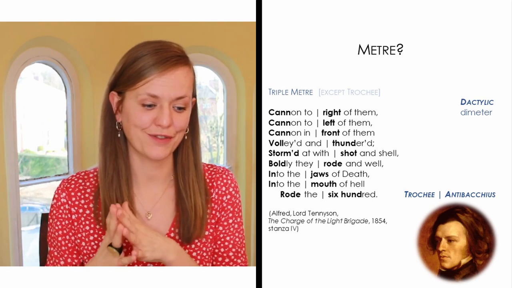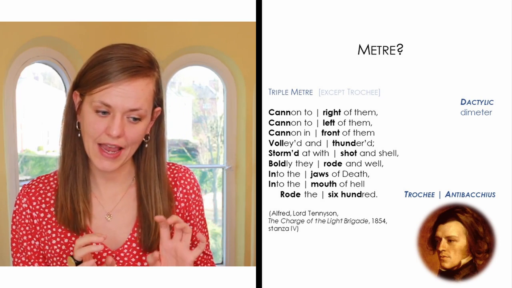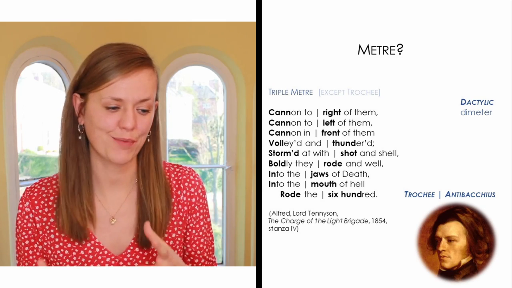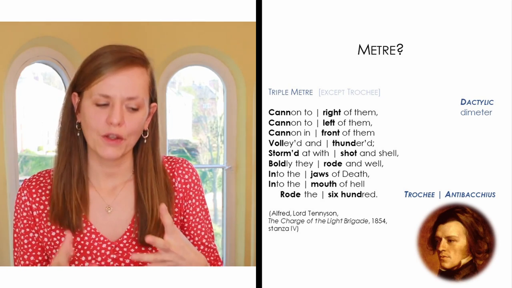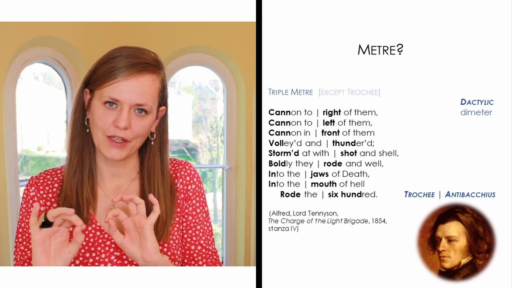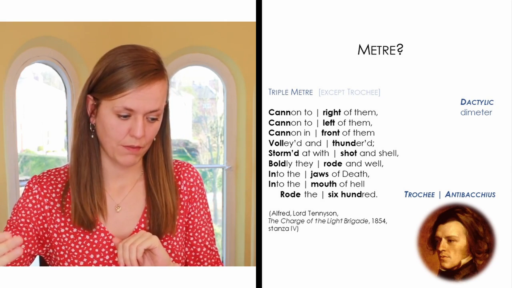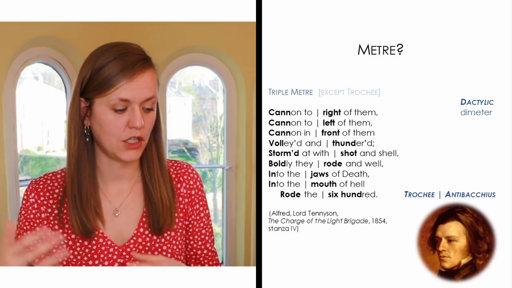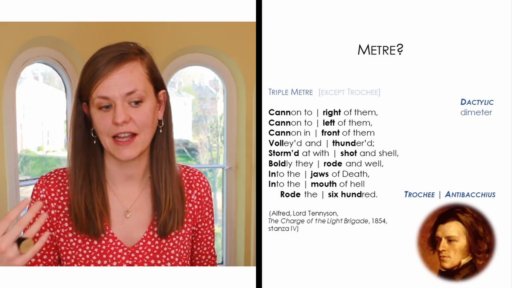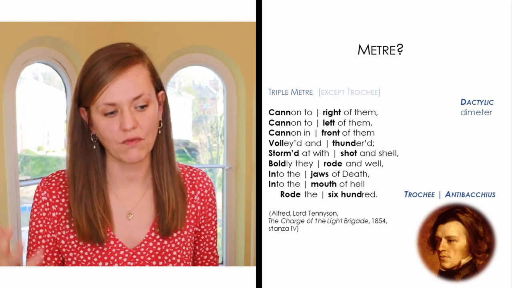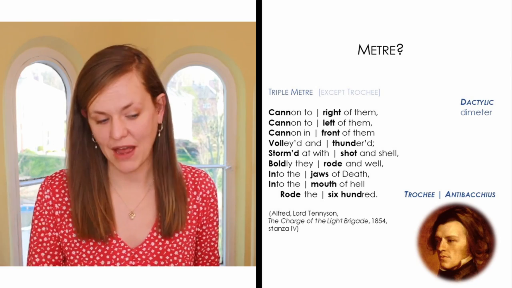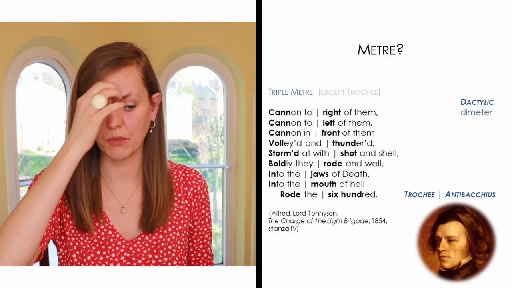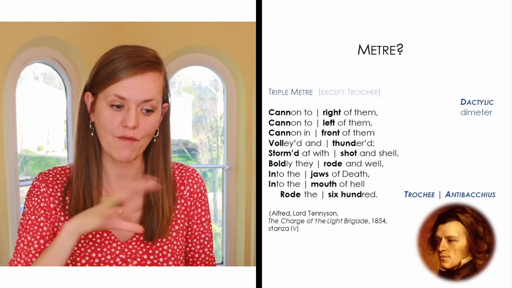But I read the final line of the stanza as trochaic and antibacchic meter, although you might well interpret the emphasis differently. Let me read it through again, and then we can see how the final line sort of breaks up the established rhythm. So the vast majority of the stanza is very clearly emphasized. Cannon to right of them, cannon to left of them, cannon in front of them, volleyed and thundered, stormed at with shot and shell, boldly they rode and well, into the jaws of death, into the mouth of hell, rode the 600. So it's got a different number of syllables in the overall line, and the emphasis, the stress, is clearly different.